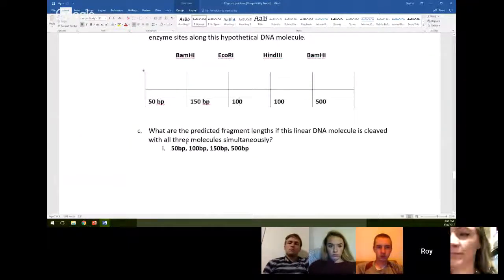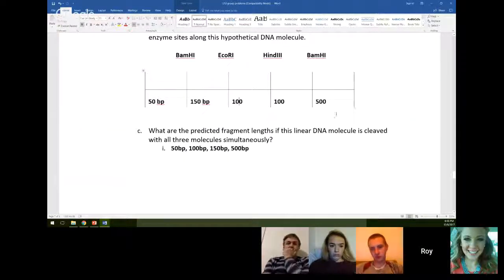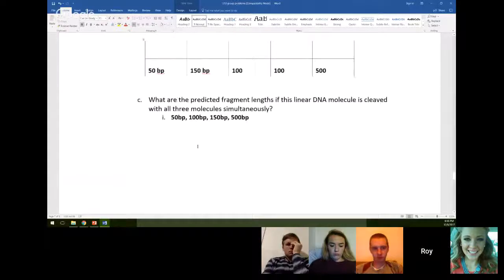And then the last one is, what are the predicted fragment lengths if this linear DNA molecule is cleaved with all 3 enzymes simultaneously? They're right here: 50, 100, and 500. So that's the answer to that one. I hope that made sense.